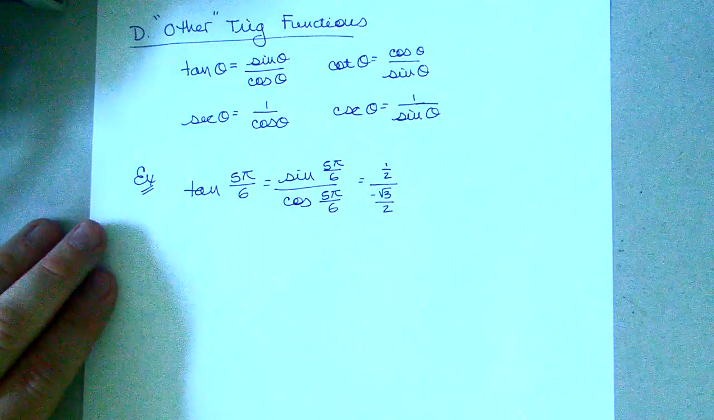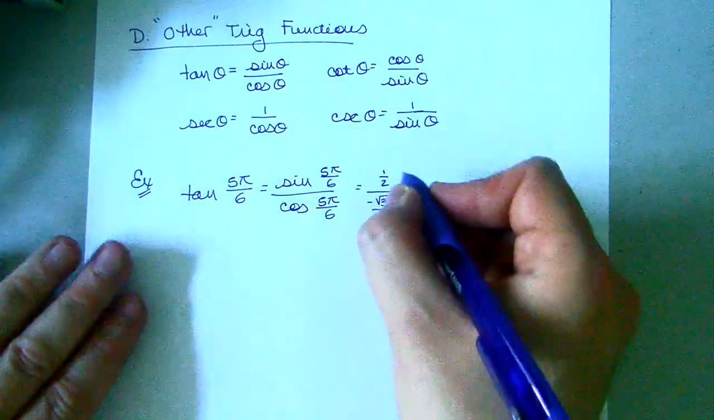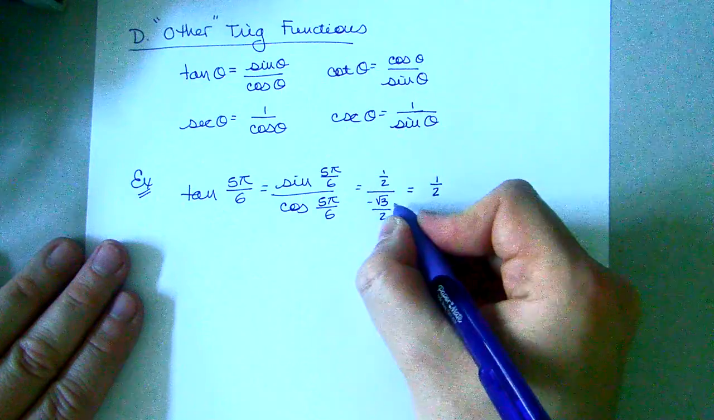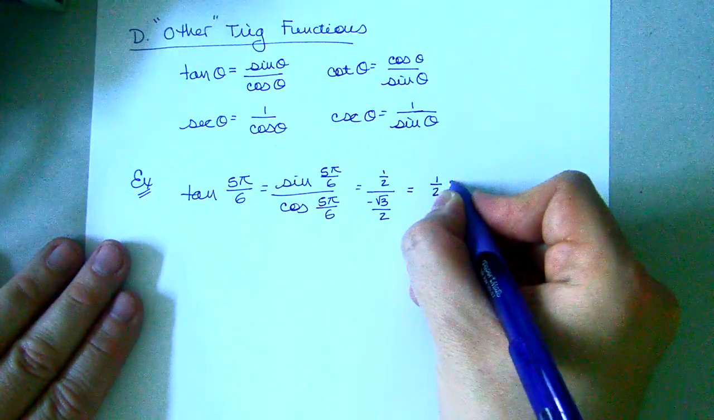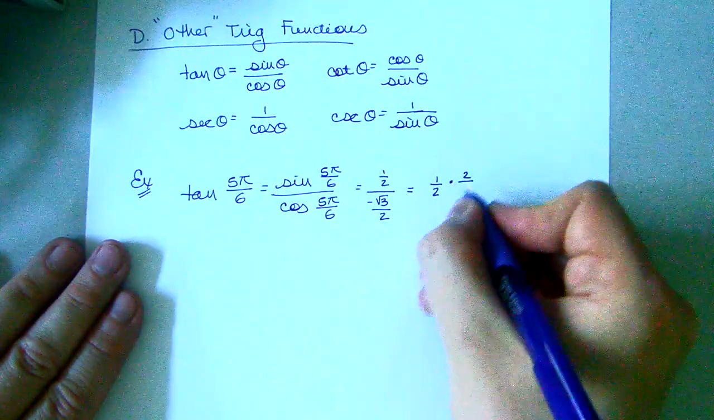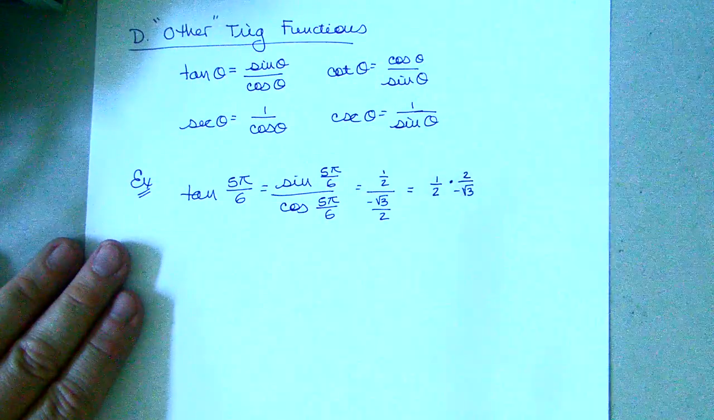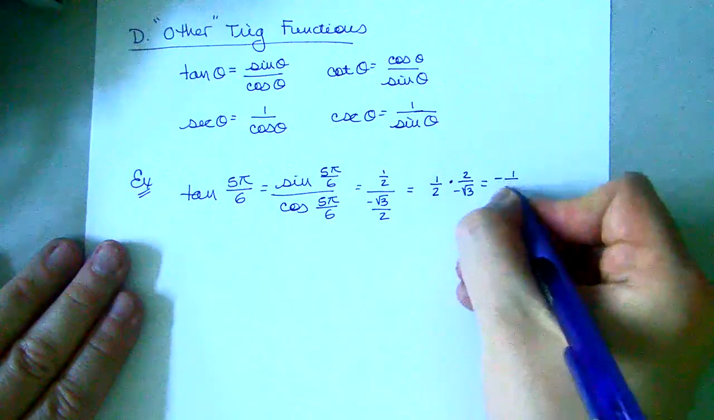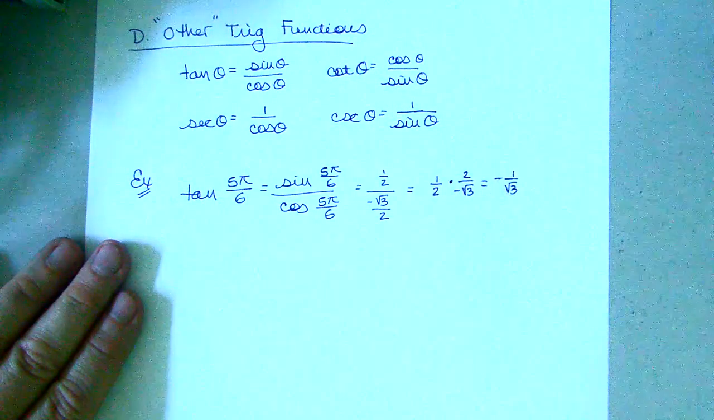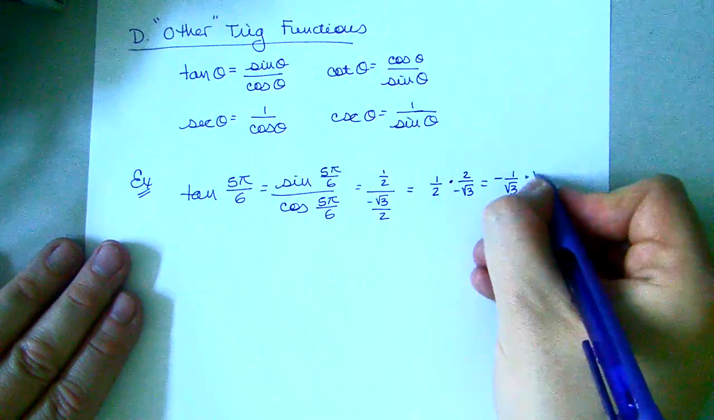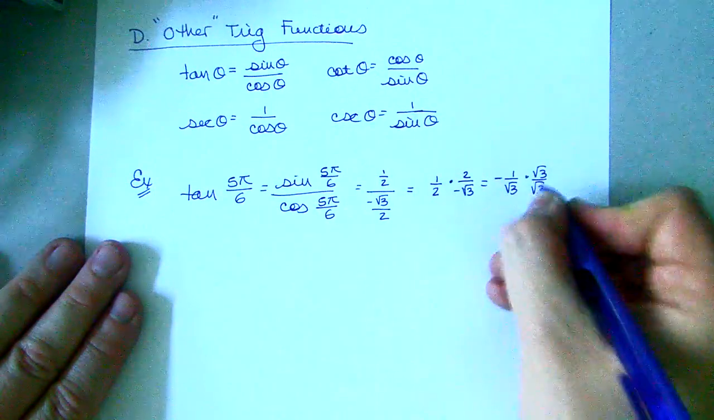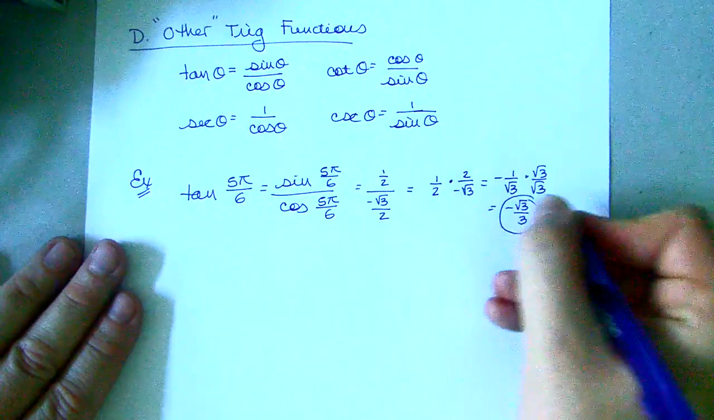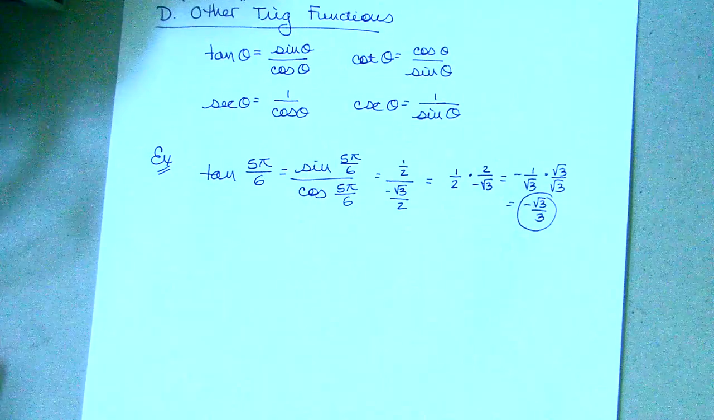Now, obviously, that's not okay. We can't leave fractions inside fractions, so I'm going to simplify this. Well, this is like 1/2 divided by -√3/2. I hate dividing fractions. I'd rather multiply by the reciprocal, so I'm going to say times 2/-√3. That's kind of nice. The 2's cancel. I've got -1/√3. Let me rationalize my denominator, so times √3/√3. I'm going to get -√3/3. And that's the tangent of 5π/6.